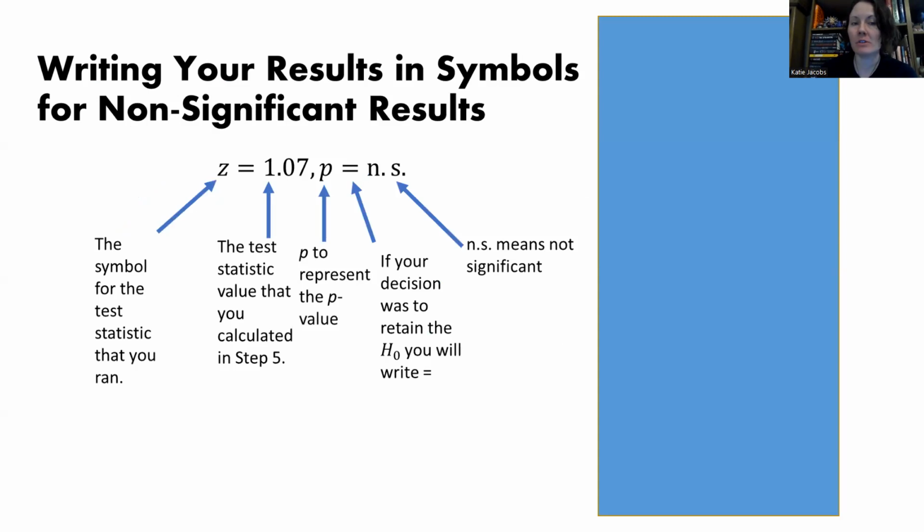If we had non-significant results where our test statistic value did not go beyond our critical value, we follow a similar template. We write the symbol for the test statistic that we ran. For the one sample Z test, that's going to be lowercase italicized z. It's going to equal whatever test statistic value we calculated in step 4. We're going to put a comma. We're going to put a p to represent our probability value of making a type 1 error if we reject the null hypothesis with the sample that we have. So we'll have p equals, and then we're going to say n.s., which means not significant.